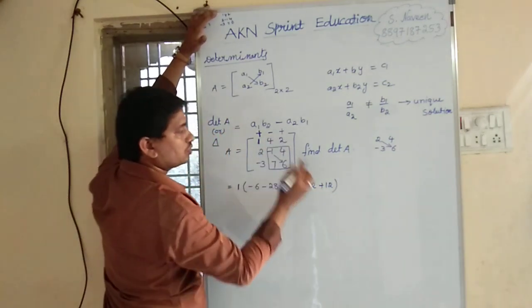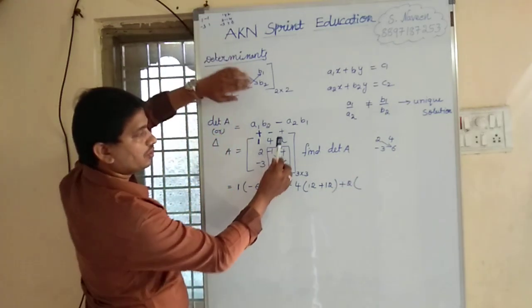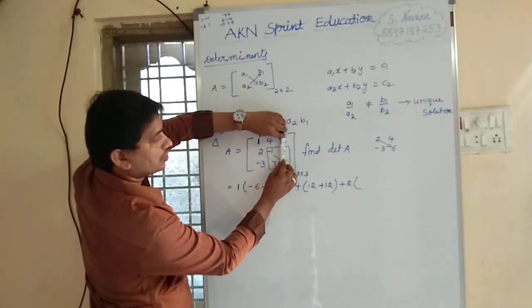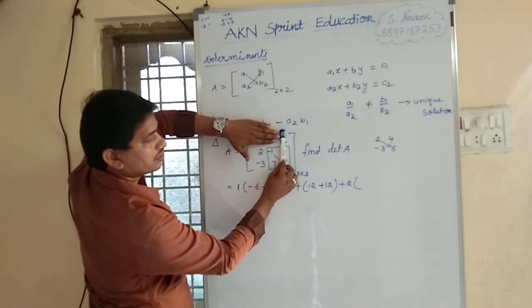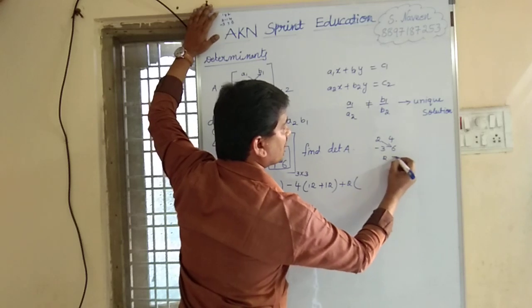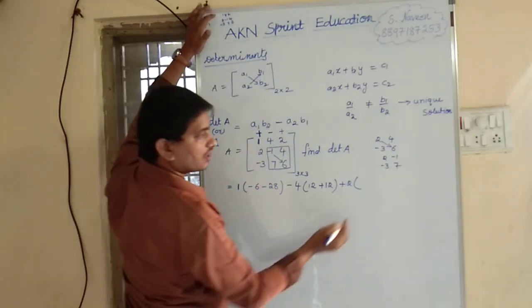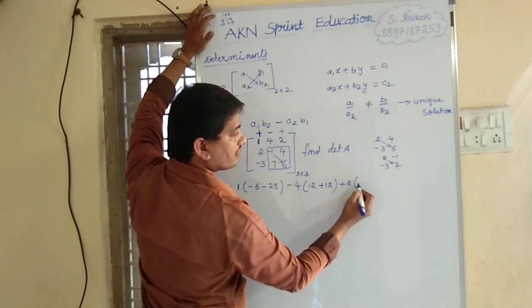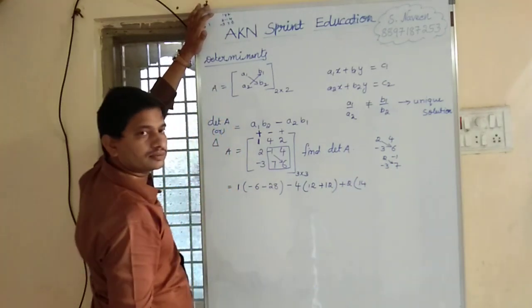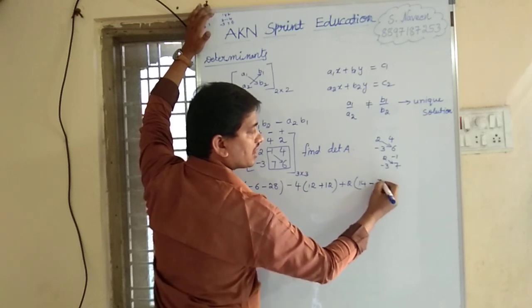Next we have plus 2. Children, you have to leave that particular row and particular column. So we have the elements 2, minus 1, minus 3, 7. That is 2 into 7, 2 7s are 14. Minus into minus is plus, actually minus 3 1s are 3.